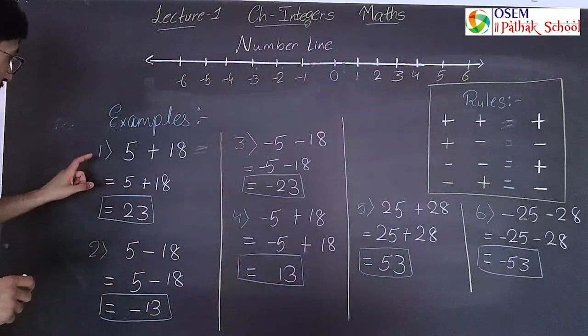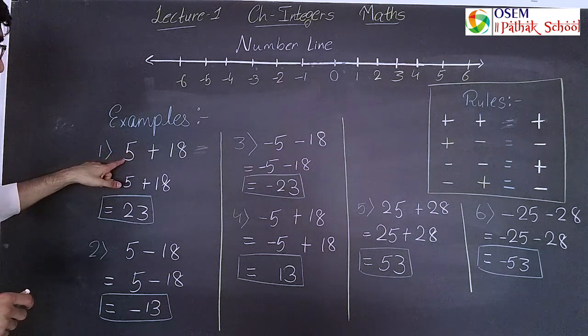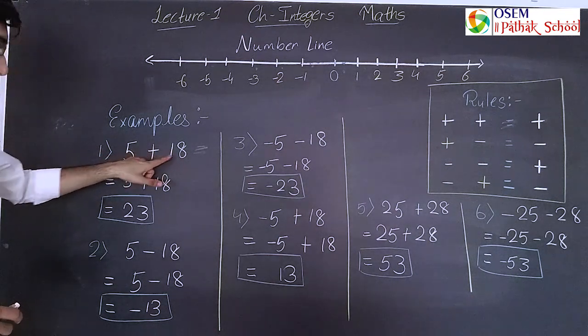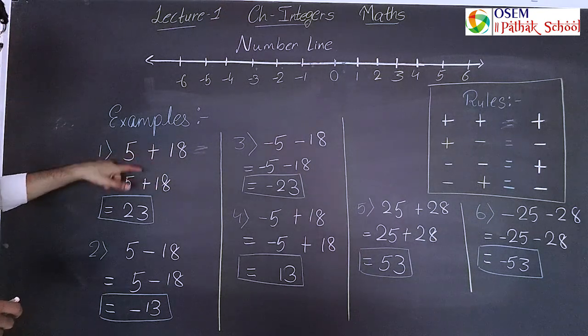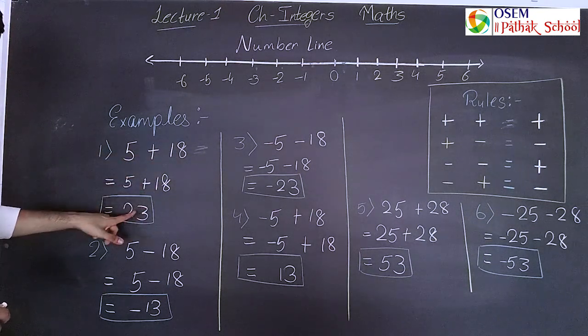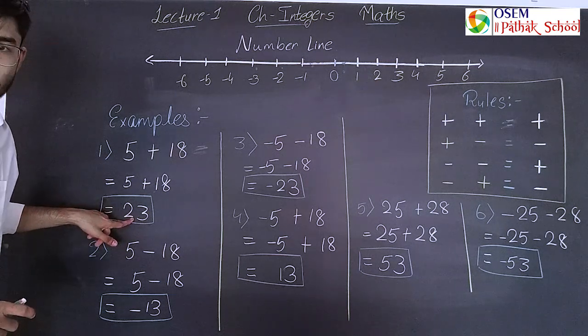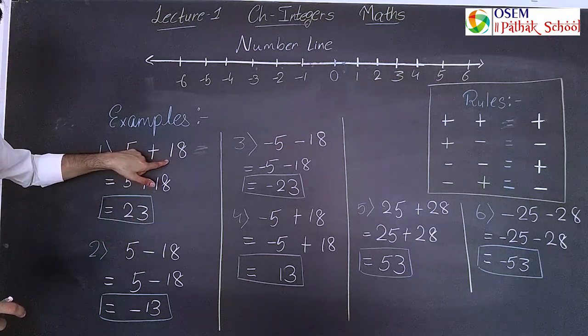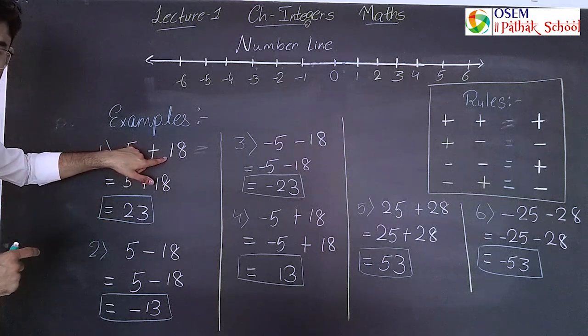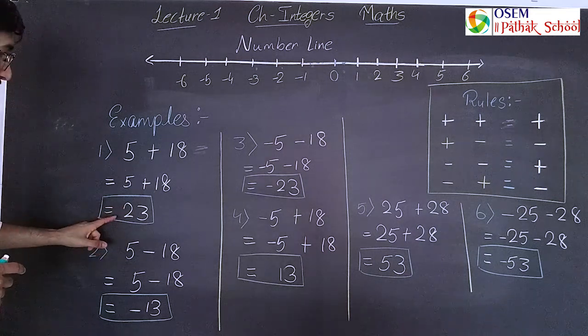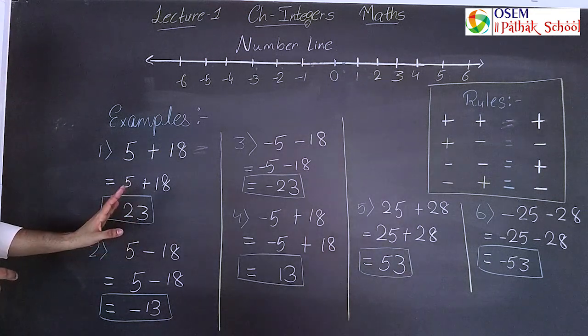Examples. First one, 5 is a positive integer, and 18 is also a positive integer. So add both of them. 5 plus 18, the answer would be 23. But what about the sign? Here 18 is a bigger number and the sign is positive in front of 18. So you have to take that sign in your answer. So the answer is positive 23.